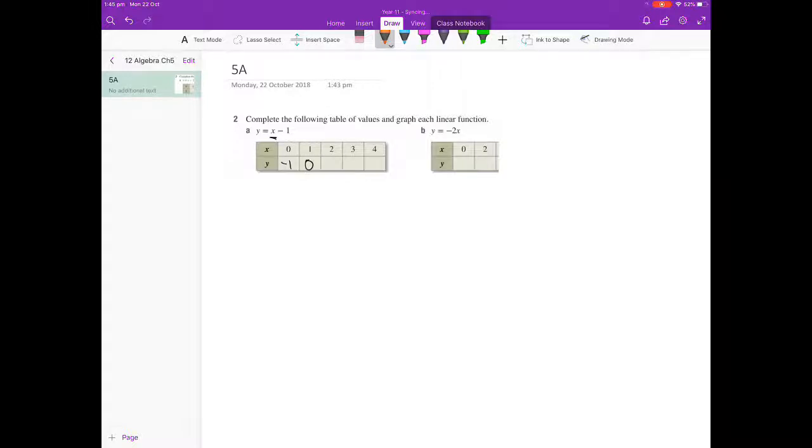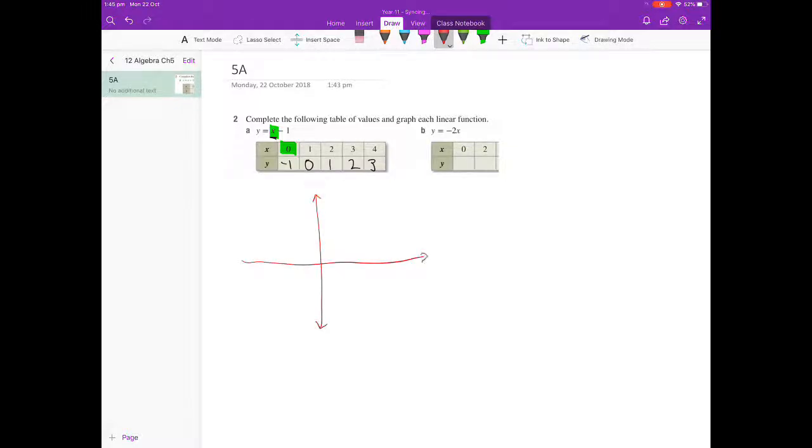And then we look at our next one: 1 minus 1 is 0, 2 minus 1 is 1, 3 minus 1 is 2, and 4 minus 1 is 3. We are then just graphing, which means we're going to need a set of axes. Let's get those axes up. As always, you should be using a ruler.